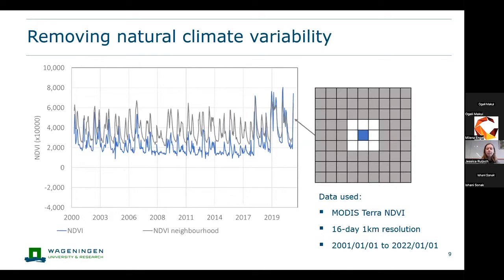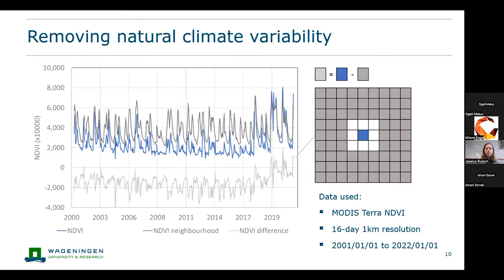So what we did is we assumed that this natural climate variability acts on a larger scale than the land restoration effort. So you would expect, for example, that if greening at a land restoration project is caused by climate variability, then you would also expect to see this greening outside of the project area. So we took the average around a certain point of this NDVI, and then if you subtract these two time series, then you get the amount of greening compared to surrounding areas.